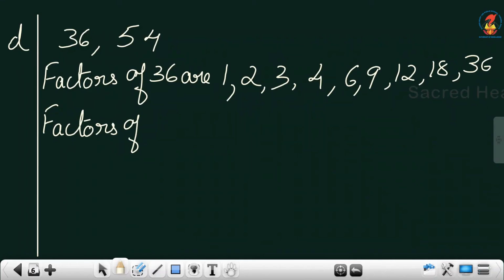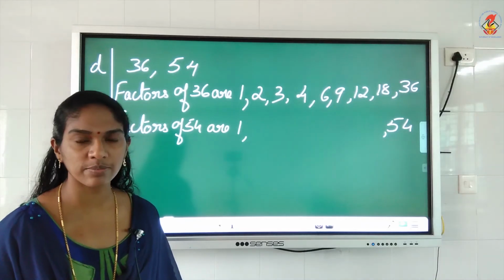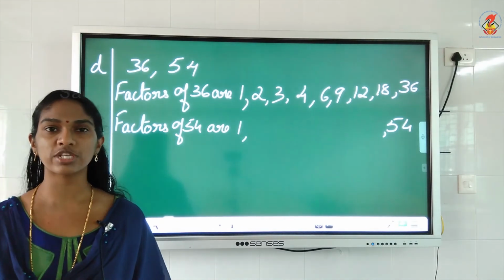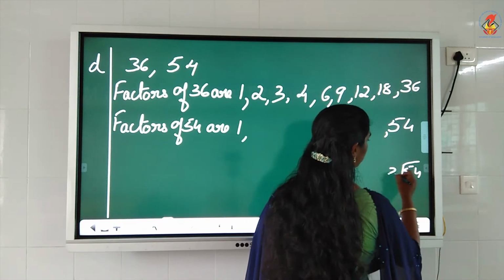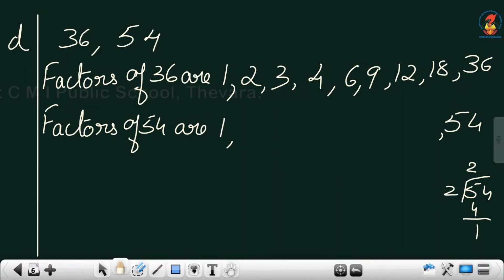Now, factors of 54. Starting again, 1 into 54 is 54. Then 54 again is an even number, so surely it will be there in 2's table. 54 you can divide with 2 and find out what you get. 2 2s are 4. In your minus you get 1, bring down 4. 7 2s are 14. So you get 27. 2 into 27 is 54.